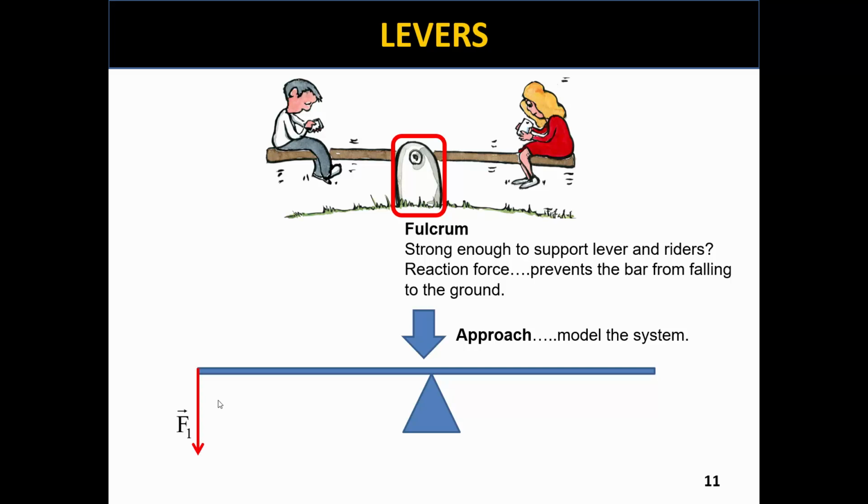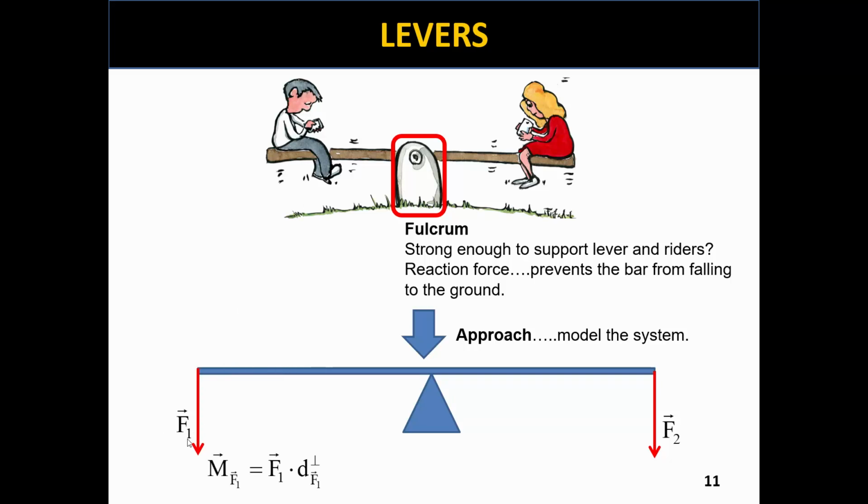And I'm going to label this as F1. You could have also labeled this as W1. On the right hand side, I'm going to represent the weight of this child here with F2. So the subscript always indicates the specific force applied back to the original problem.